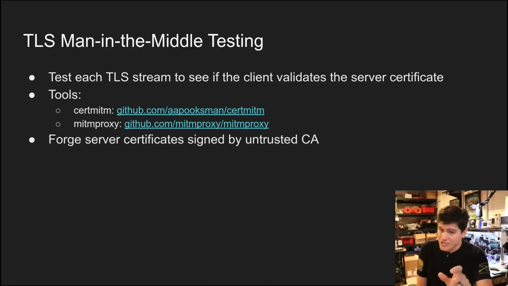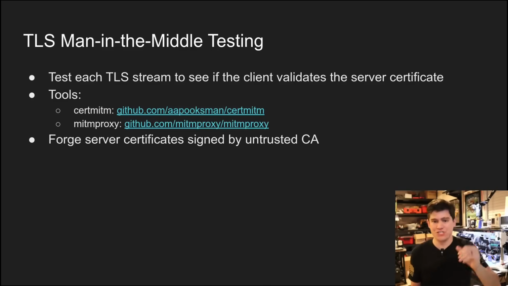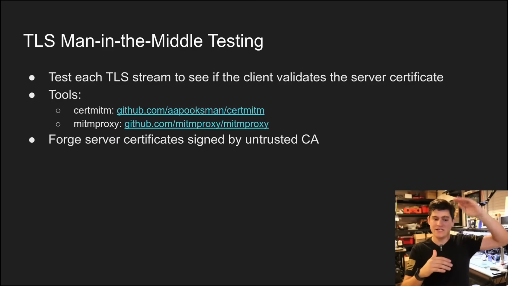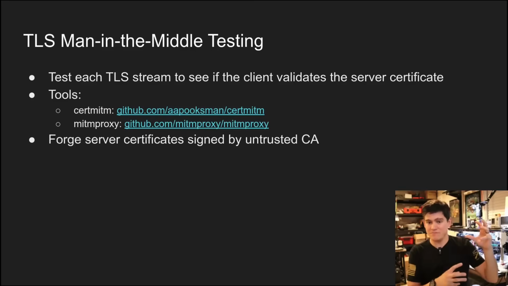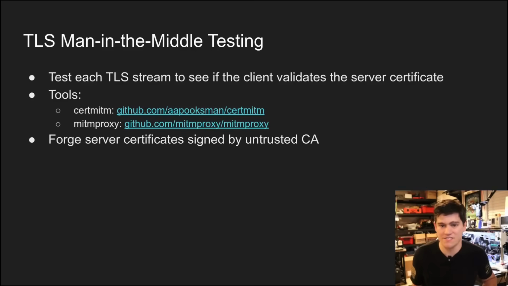And then what should happen is that the client should reject that connection, because it should say, whoa, whoa, whoa, this certificate is not trusted based on some kind of a CA root of trust that it expects. So that's what we're testing. That's the crux of what we're testing here. And these are a couple of awesome tools to do that.